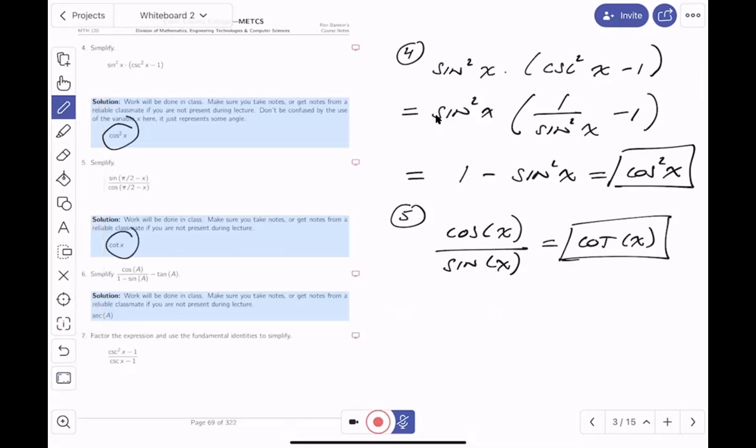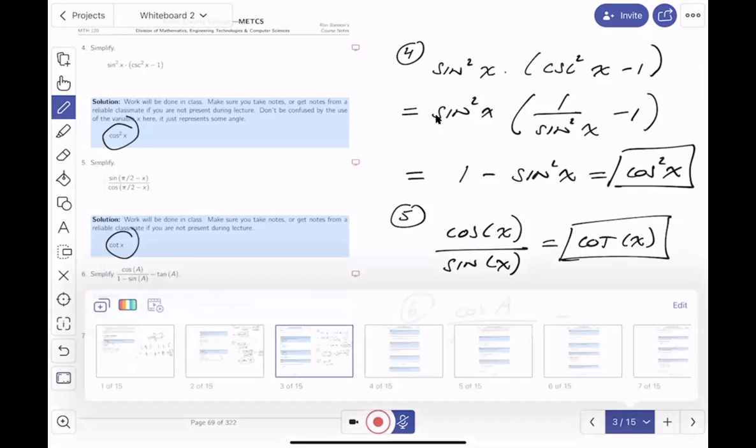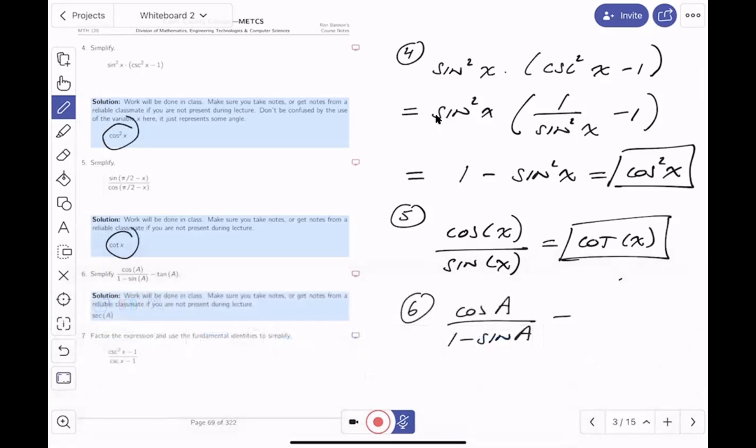All right, let's talk about the next one, number 6. Number 6 looks more difficult. All right, so I'm going to write it down for you. Cosine of a over 1 minus sine a. And I'm going to write the tangent in terms of sines and cosines. So that would be sine of a over the cosine of a.